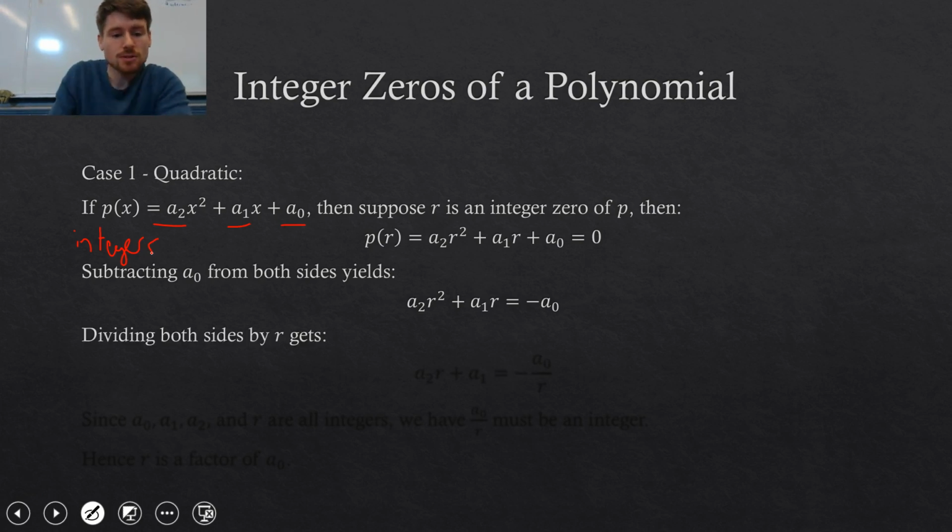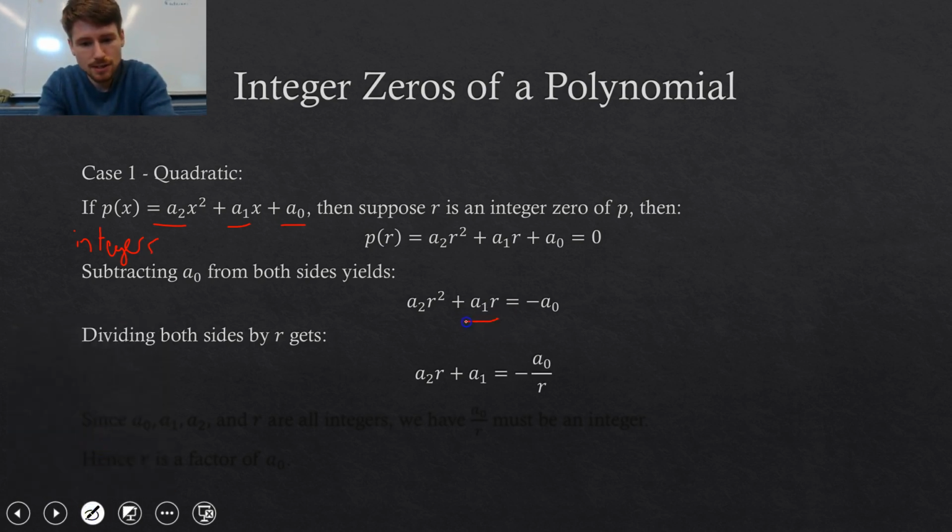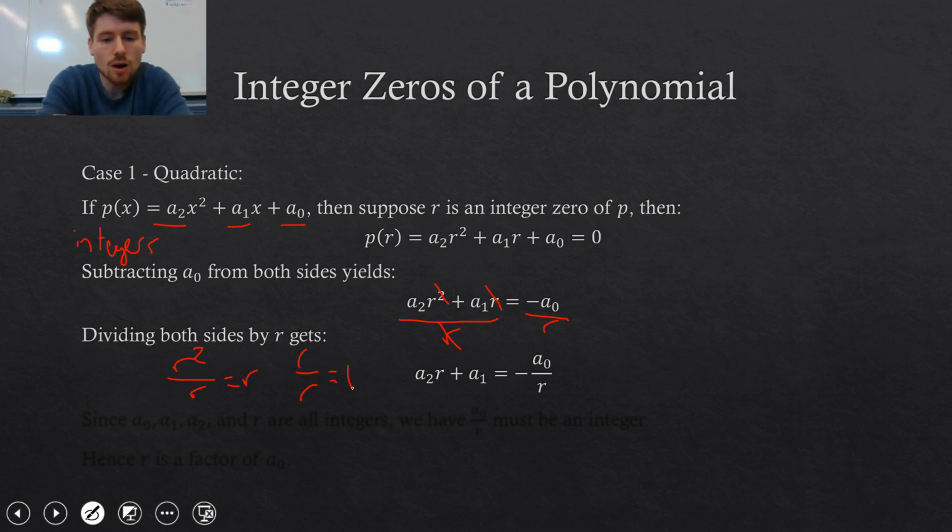Now we're going to divide both sides by r again. And what does that get us? Well, when we divide everything over here by r, that's going to cancel each of our powers by 1. So it diminishes the power of r on each term by 1. So r squared over r gets r, and r over r gets 1. And so the a2 r squared becomes a2 r, and the a1 r becomes a1.